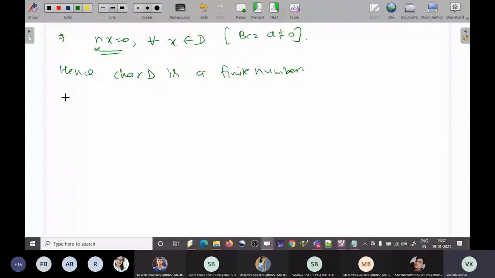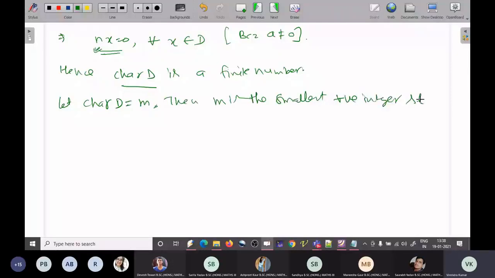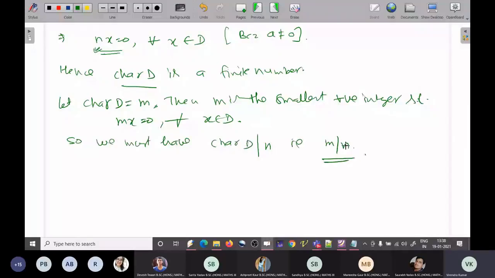So the second part here is: what is the relation between the characteristic and n? What relation do we get? So we can assume that the characteristic of D equals, let us say, m. Then m is the smallest positive integer such that m times x equals 0 for all x belonging to the integral domain D. So what we proved in the last example, we must have that the characteristic of D should divide n, that is, m should divide n. Fine. So with this the proof is finished.